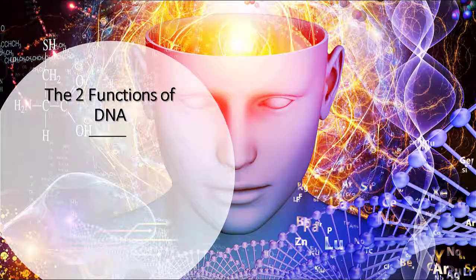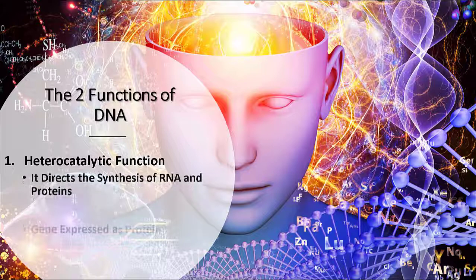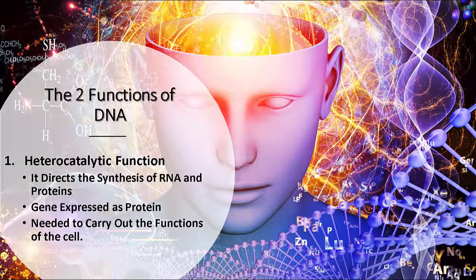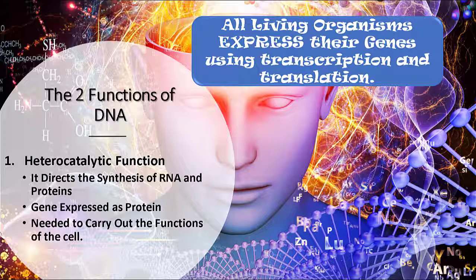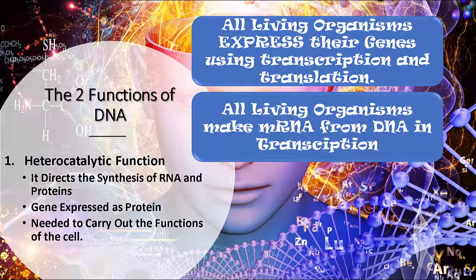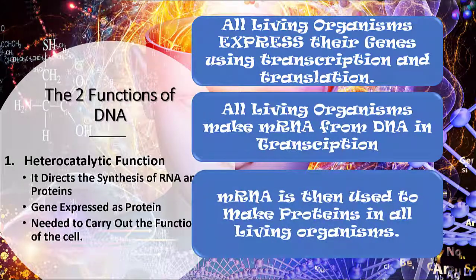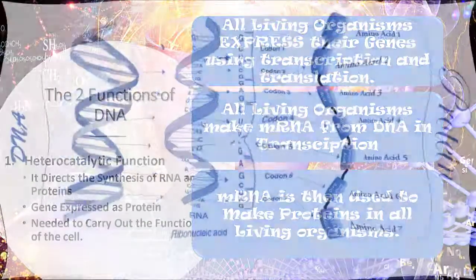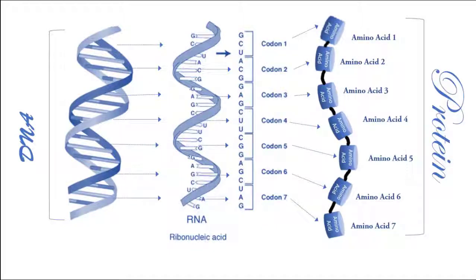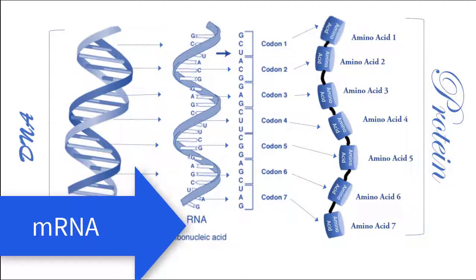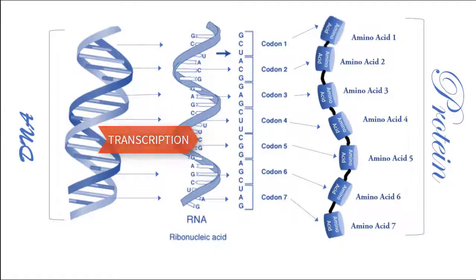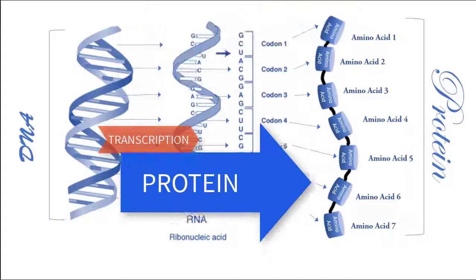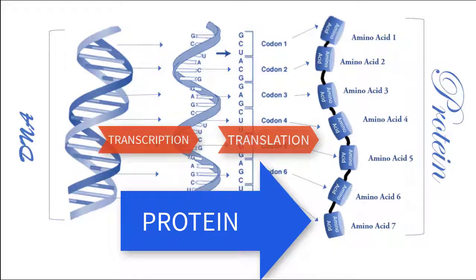DNA also has a heterocatalytic function that directs the synthesis of RNA and proteins. Genes are expressed as proteins. Proteins are needed in order to carry out the functions of the cell. All living organisms express their genes using transcription and translation. All living organisms make messenger RNA, or mRNA, from DNA in a process called transcription. mRNA is then used to make proteins in all living organisms.